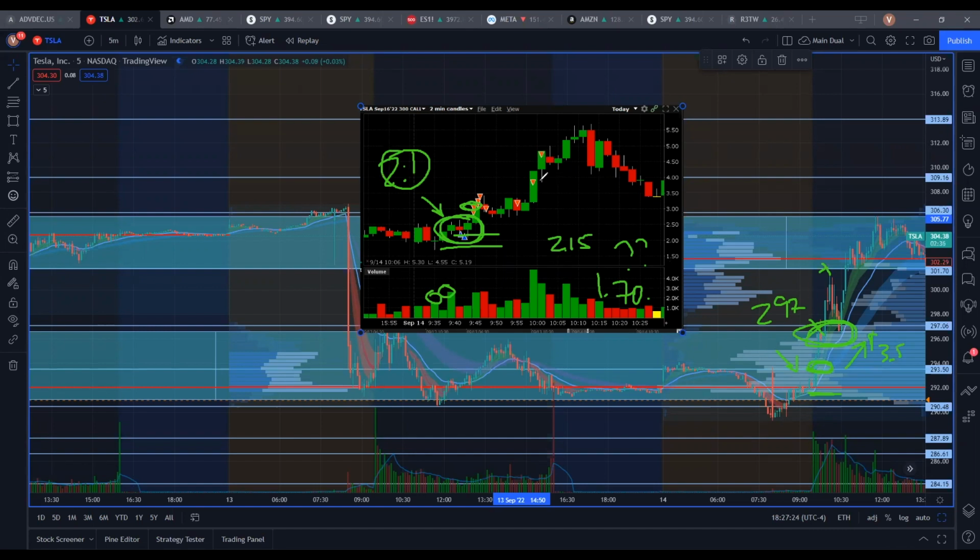We target that 301 region fairly well, and you're getting about 4.7-ish a contract. You had a 120% gain or so on the position.